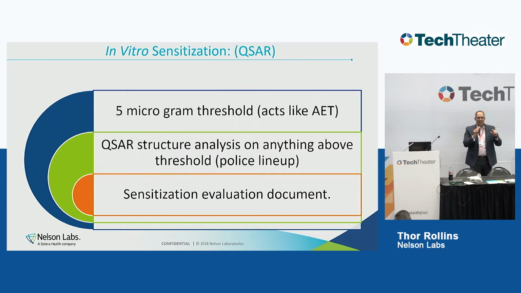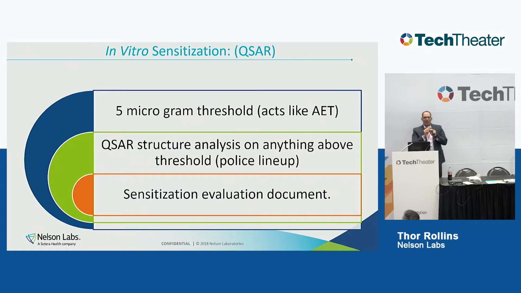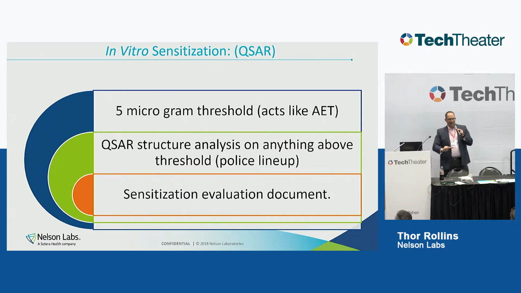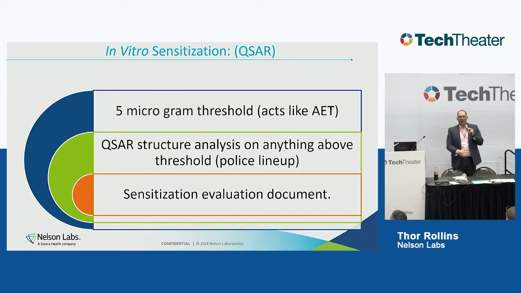We can then use something called a sensitization evaluation threshold. It's what level the most powerful sensitizer would still not cause a sensitization reaction. There's been some published literature that shows that's 5 micrograms. So if that compound is below 5 micrograms, then we don't care if it's a sensitizer or not, right?